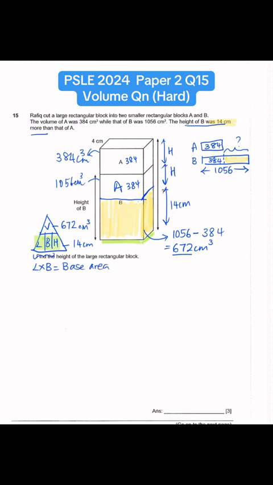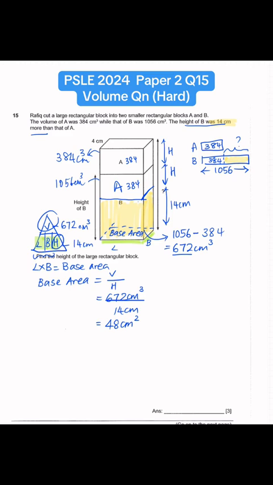To illustrate in the diagram, I'm just going to dot it and show you the 3D image of it. So this is called the base area, which is length times breadth. I'm going to find the base area by taking volume divided by the height, and that will be 672 divided by the height of 14 cm, and I'll get 48 square centimeters, which is the base area.